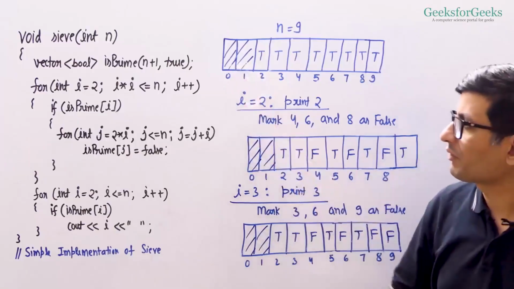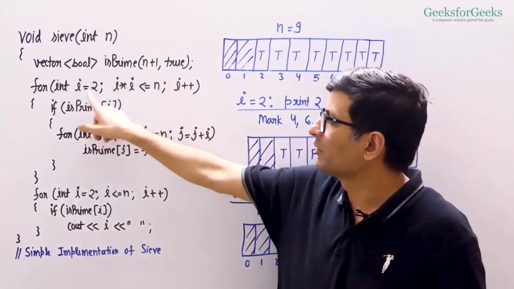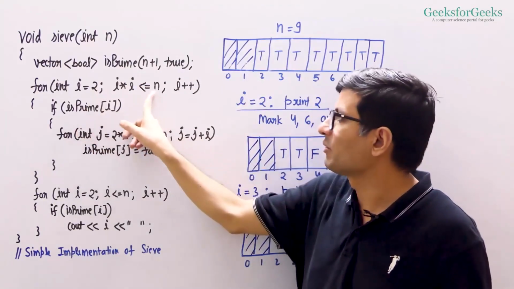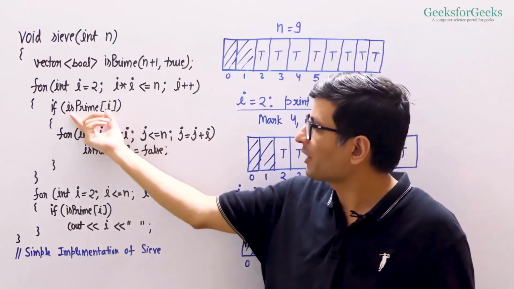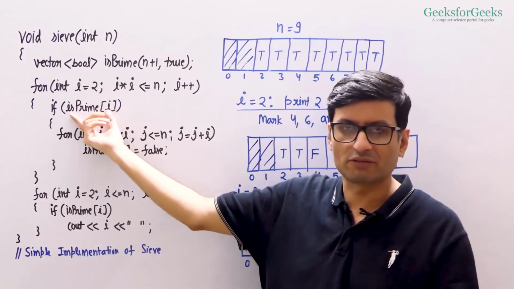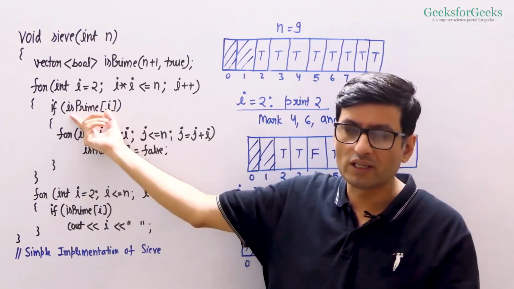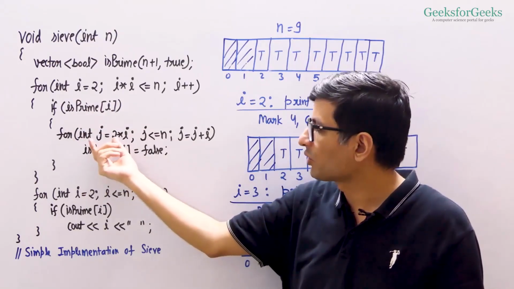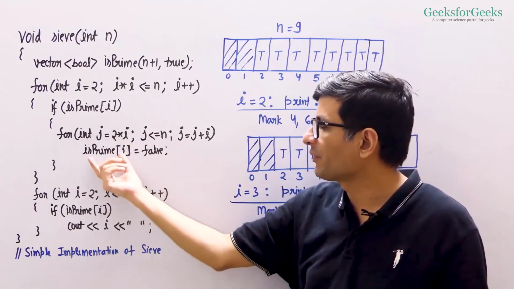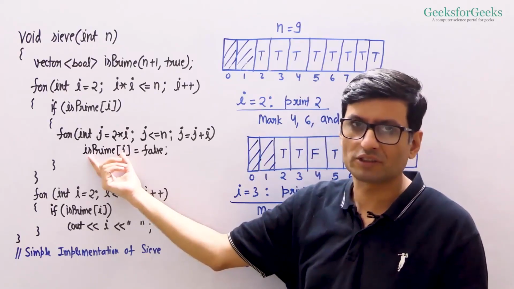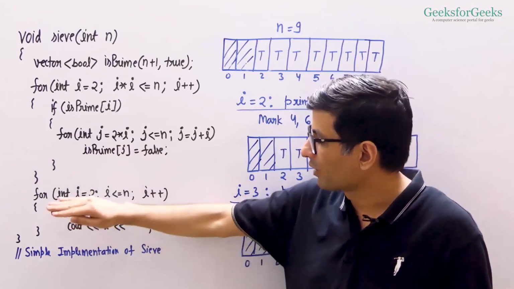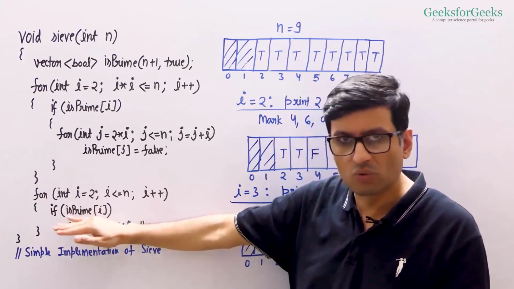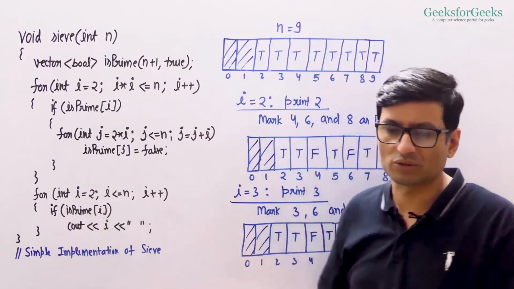We never access them. After we create the Boolean array, we run a loop for i equal to 2 to square root of n. And if isPrime[i] is true, it means it was never marked false so far. Then what we do is we go through all the multiples of i and we mark their isPrime as false. And at the end, whatever entries remain true, we print those entries.